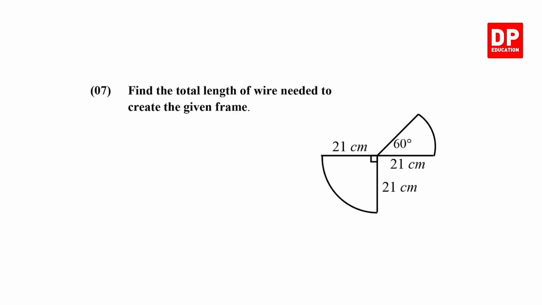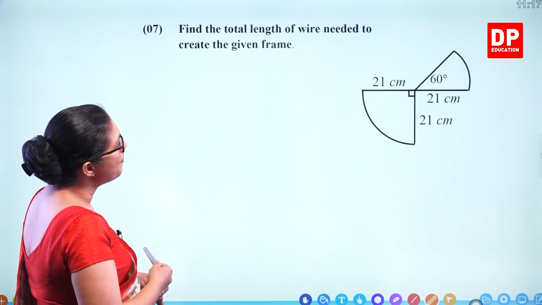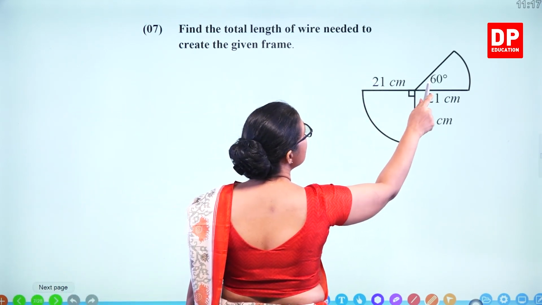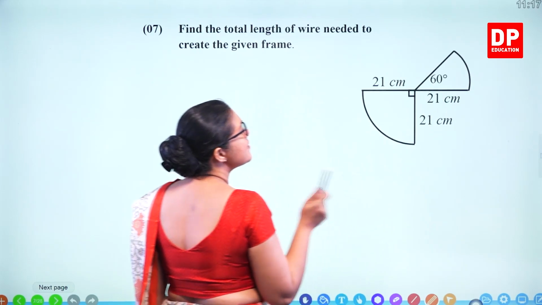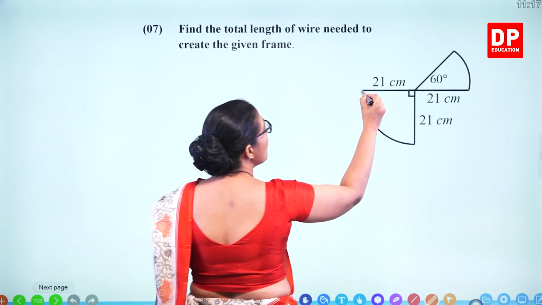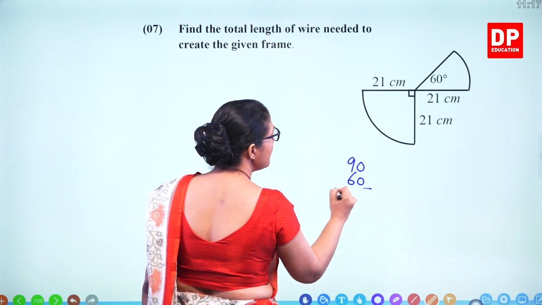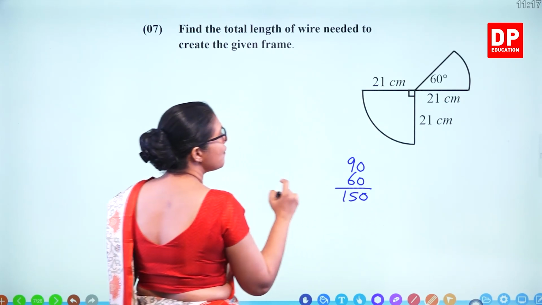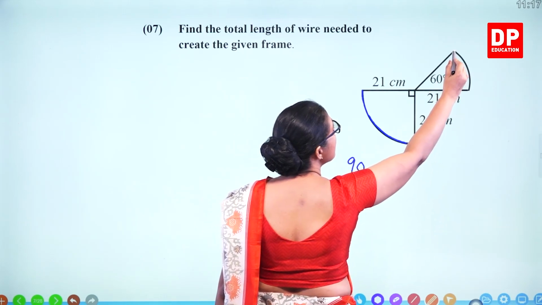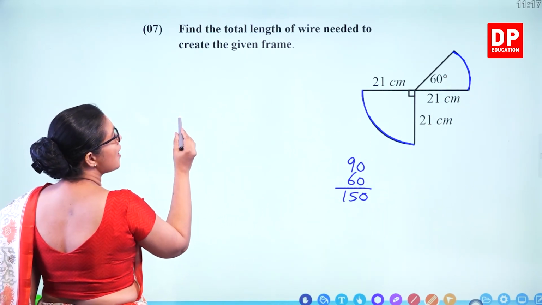Question number 7. Find the total length of wire needed to create the given frame. Quarter of a circle, and here 60. The radius is the same. So altogether, what's the angle? We can do it at once. 90 plus 60, 150. So we can find the arc length here and here by taking 150. So what's the arc length?